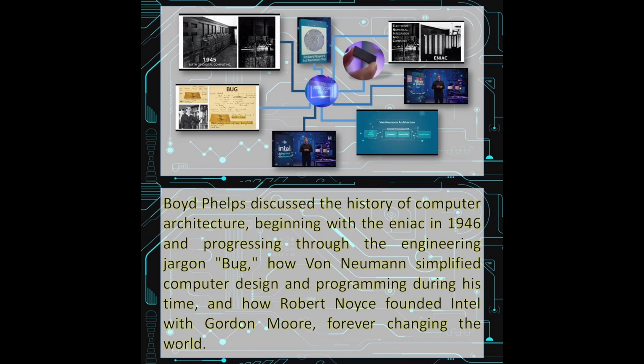Boyd Phelps discussed the history of computer architecture, beginning with the ENIAC in 1946 and progressing through the engineering jargon VAG. How von Neumann simplified computer design and programming during his time, and how Robert Noyce founded Intel with Gordon Moore, forever changing the whole world.